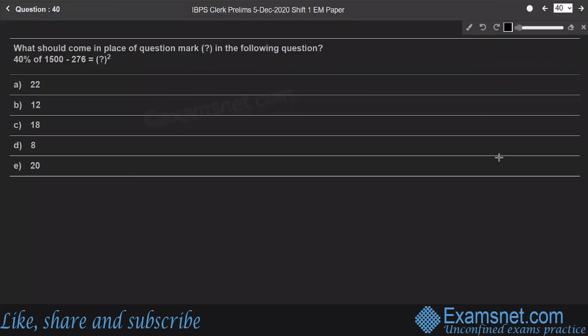Question 40. What should come in place of the question mark in the following question? Here the question is 40% of 1500 minus 276 is equal to, we have to find this number and it's a square, right? So let the number be x. So the equation becomes 40% of 1500 minus 276 is equal to x square.